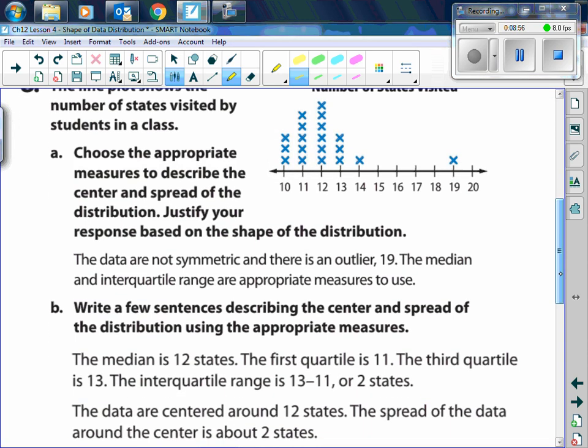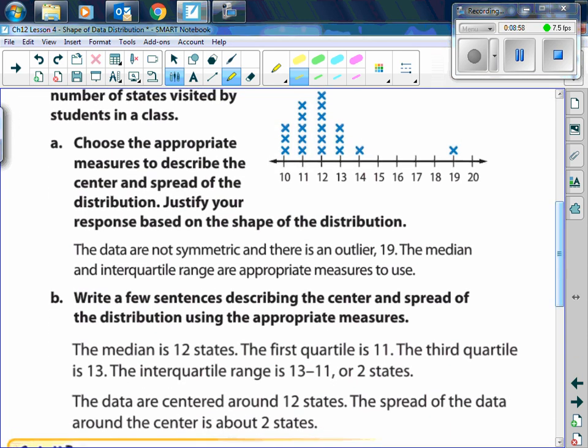Now the second thing we're going to do is write a few sentences describing the center and the spread of the distribution. That means we have to find the measure of center and the measure of variation. The median is 12 states. The first quartile is 11, and the third quartile is 13, so 13 minus 11 gives us the interquartile range, which is 2 states. So the data are centered around 12 states, and the spread of the data around the center is about 2 states.